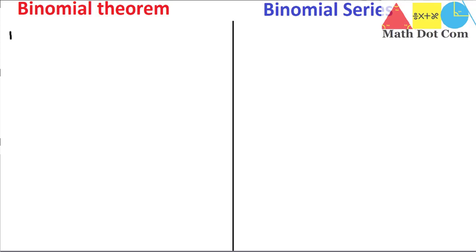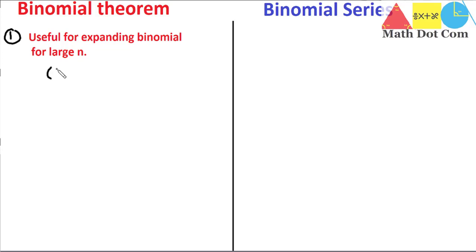So the first difference between the binomial theorem and binomial series is, as we have seen in our previous lecture, that binomial theorem is useful for expanding binomial for large n. Now what does it mean? It means if you are given a binomial like (2x - 3)^8, and you are asked to expand this expression, it will be difficult for you to multiply this expression by itself 8 times. So here comes the concept of binomial theorem that you can apply in order to expand this binomial expression quickly.